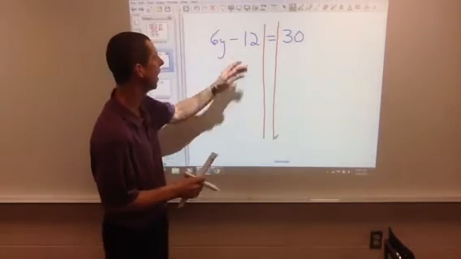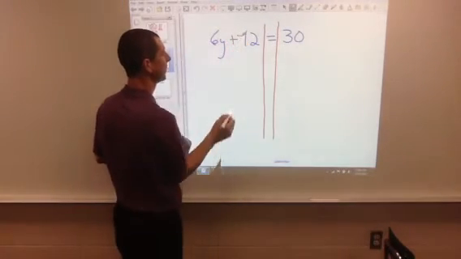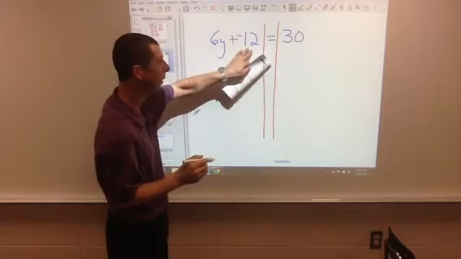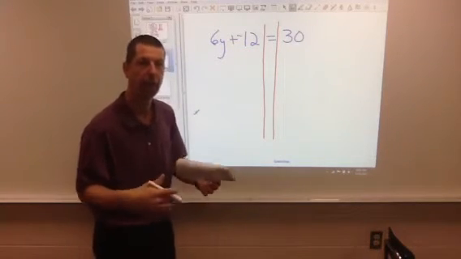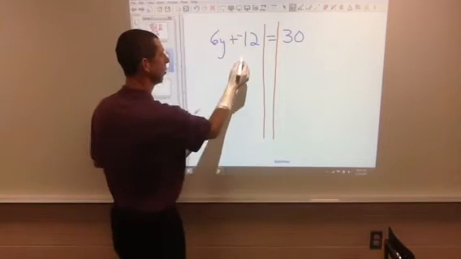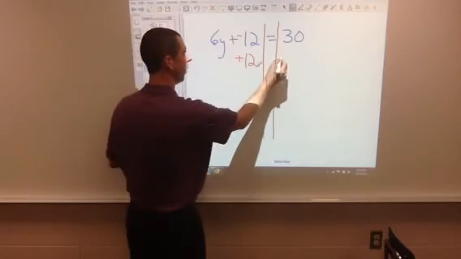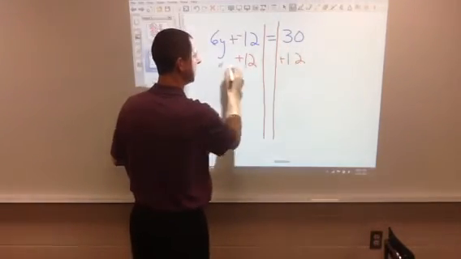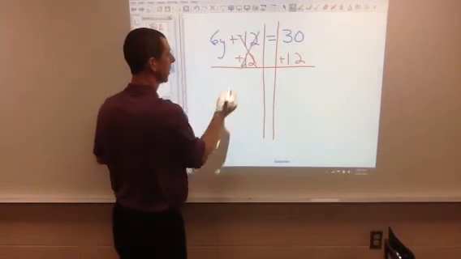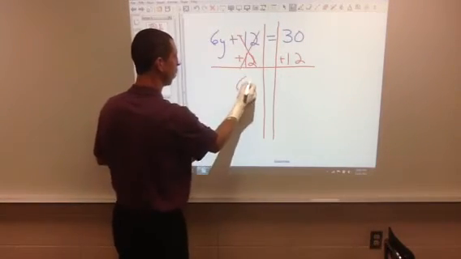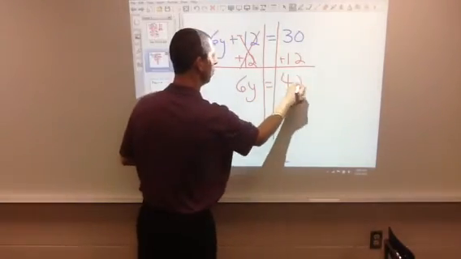Okay, so the first thing we have to do, if we want to add the opposite, that might make this a little easier. If I add the opposite here, okay, I need to get rid of my negative 12. Okay, so if I'm at negative 12 on a number line, I have to add 12 to get back to 0. So the opposite operation is to add 12. So I'm going to add 12 on both sides. That will cancel this one out. Okay, so these cancel out. I'm left with 6y equals 30 plus 12, which is 42.